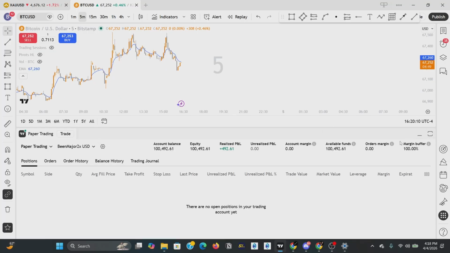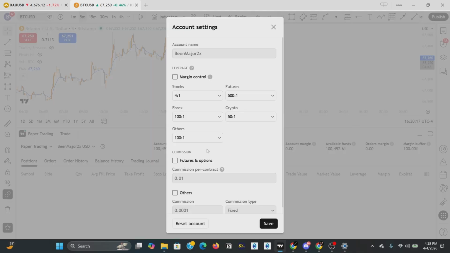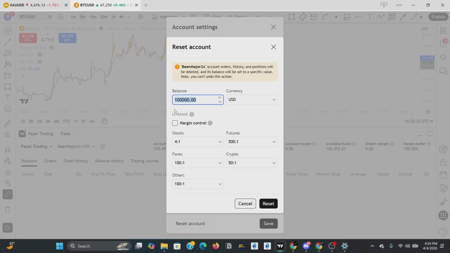All right. So this is just a paper trade. Don't let people fool you with paper trading stats. You know what I'm saying? A lot of people try to fool people and make them think that their paper trading accounts are real accounts when they're not.